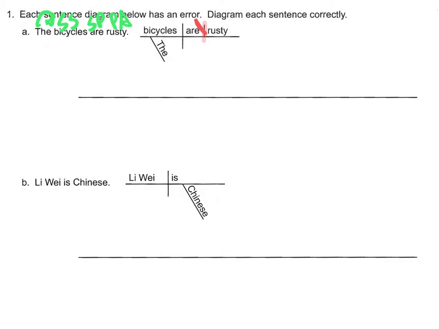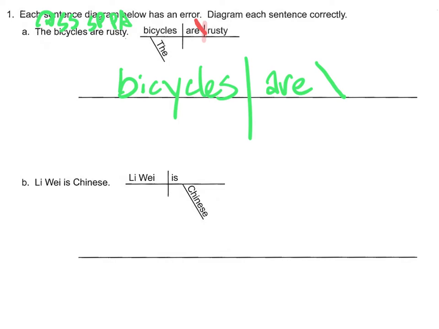So let's diagram this correctly. Bicycles is our simple subject. It goes on our sentence base. We split the subject from the predicate. We have our linking verb are, which is our simple predicate. Backslash here. Rusty, and then our modifier, the.